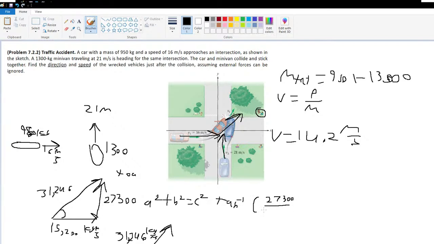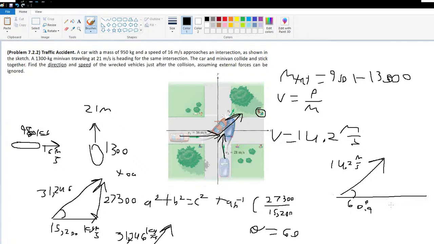27,300 over 15,200. Pop that baby in the old TI-84. 15,200, close, and that's going to give us an angle theta of 60. And that's our answer right there. We know this is 14.2 meters per second at an angle of 60 degrees, or 60.9 degrees from horizontal. That's it. Anybody have any questions on that one?